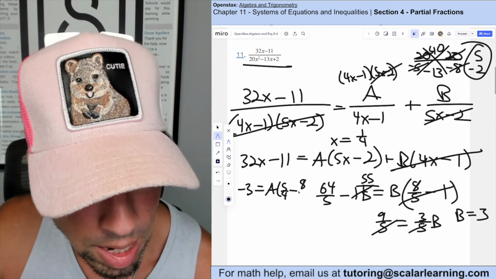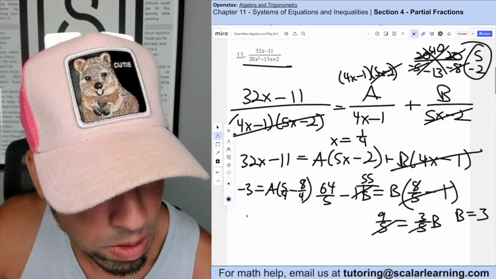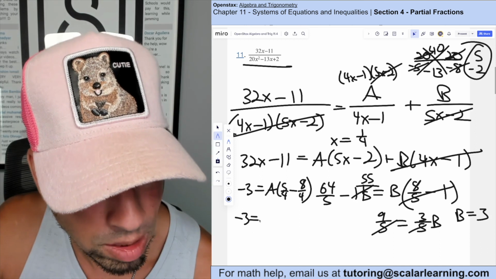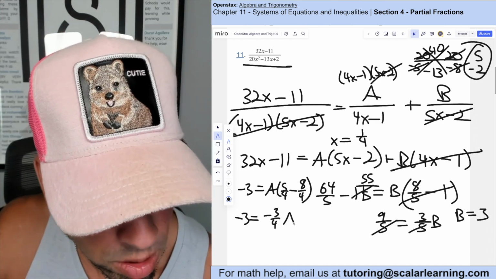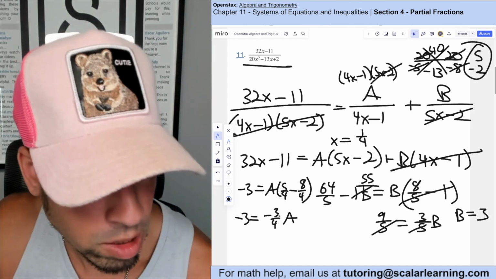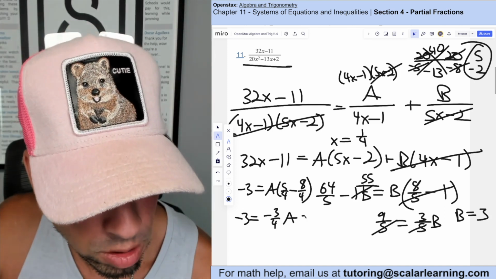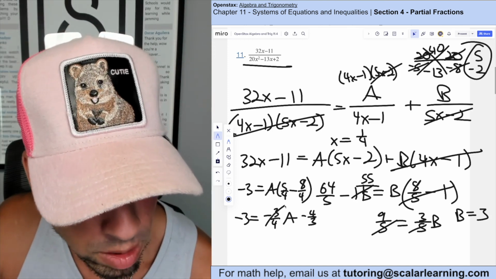By the way, I'm going to make that 8/4, right? Just a common denominator. Then we have negative 3 is equal to 5 minus 8, which is negative 3/4 a. Then I'm going to multiply both sides by the reciprocal of this, which is negative 4/3, right? That's going to cancel this out.